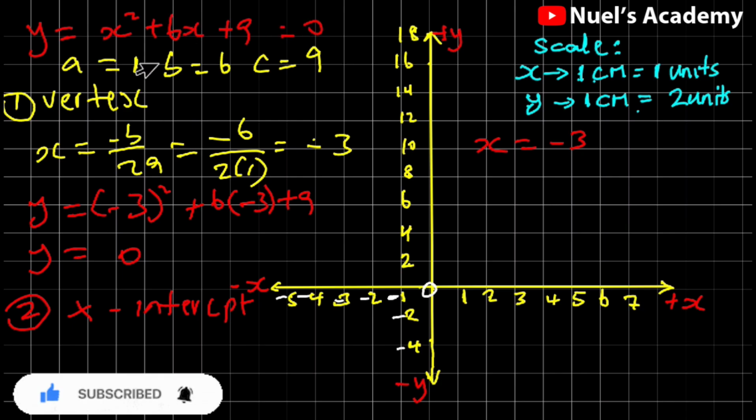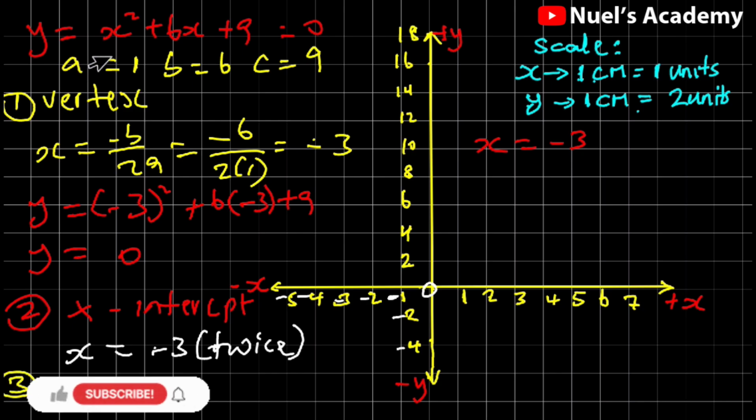Alright, so the second thing is to find the x-intercept, and the x-intercept is found by equating this to 0. So when we equate it to 0 and solve, we are going to get that the value of x is equal to -3 twice. So this is a repeated root. So the third thing we're going to find is the y-intercept. The y-intercept is found by equating x to zero.